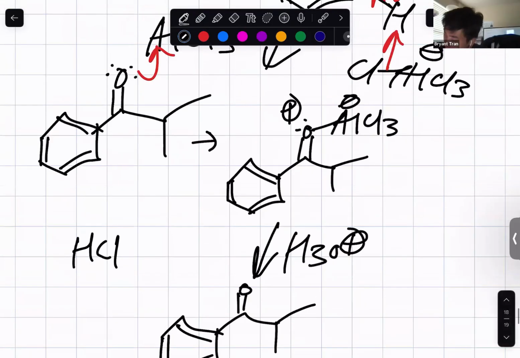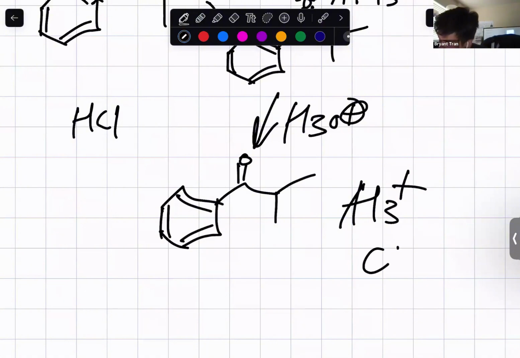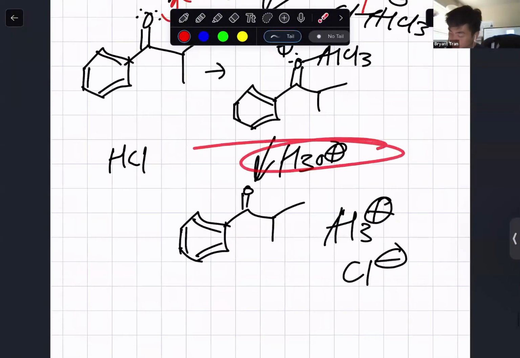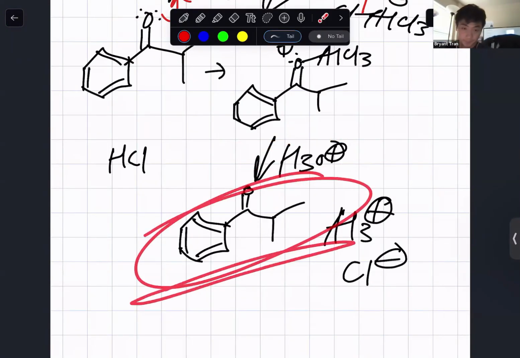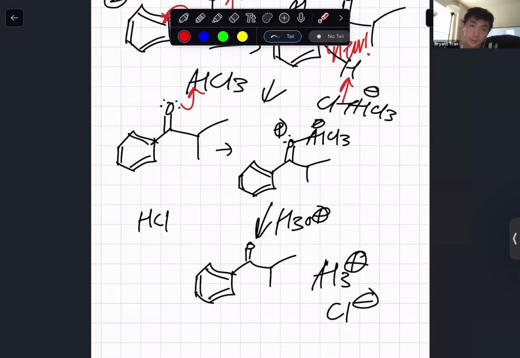and then the AlCl3 will dissolve into ions, right? Al3 plus ions and Cl minus ions, right? Like that, because it is in aqueous acidic conditions here. And this is our final product here, right? Which is the same exact thing as this, but if you were asked to draw the mechanism, include this step as well.